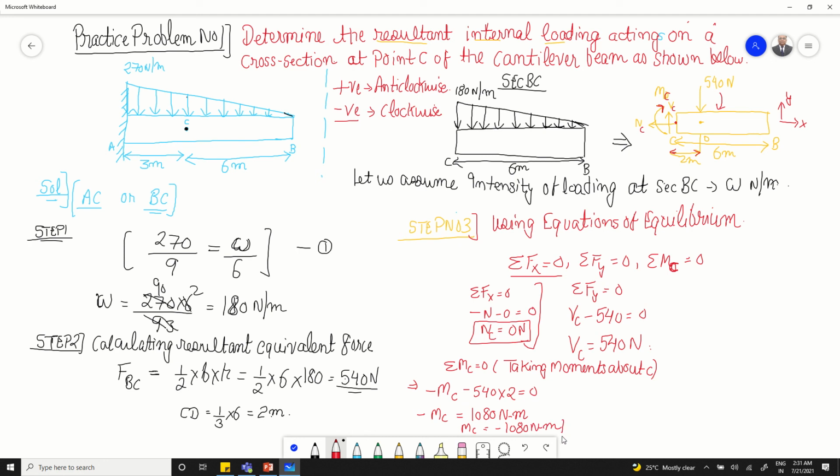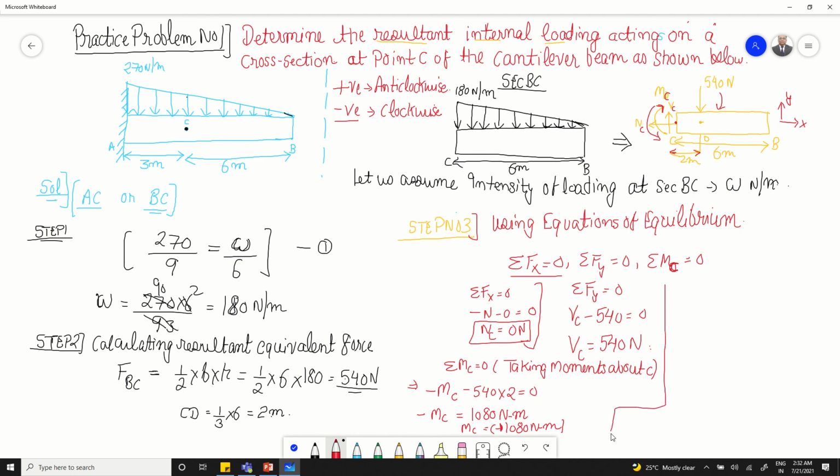Please remember one thing. Whatever direction you assume, if you get a negative sign in your calculated values, please don't assume that it is wrong. It just simply shows that the actual direction of the moment will be opposite to what you have assumed in your problem. Here we have assumed the moment to act in the clockwise direction, but in actual the moment will be acting in the anti-clockwise direction. So this is the only significance of negative sign. Don't be confused about it.